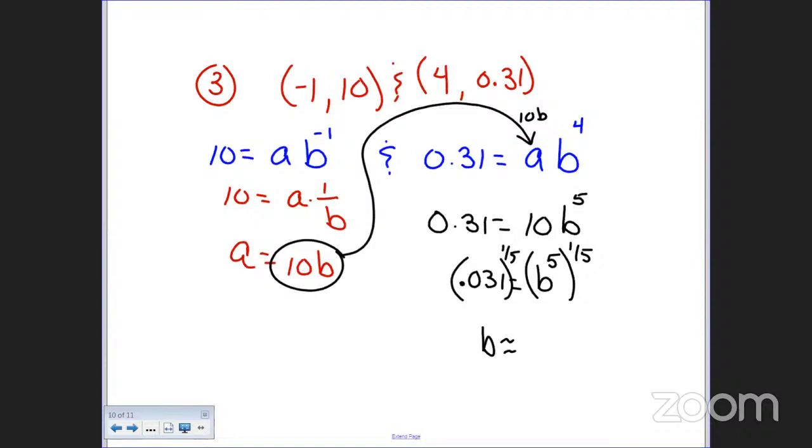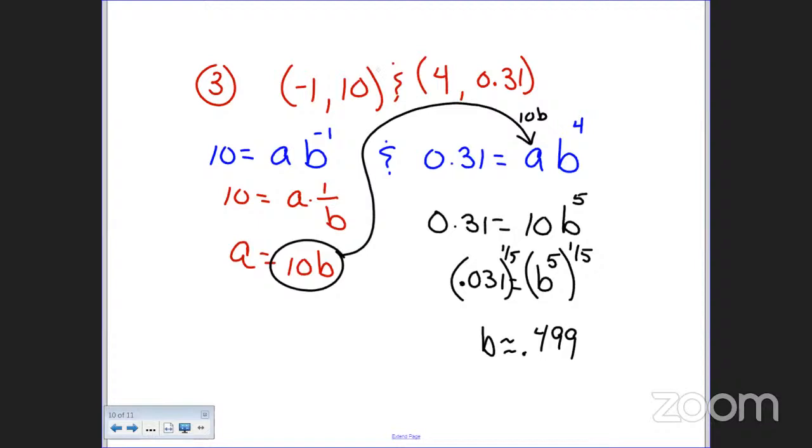So 0.031 raised to the 1/5 power. Yeah, so this is 0.4 roughly. Did you get that? I just had it in an exact answer. Okay, that's fine. Yeah, this is the book's. So if you left it as an exact answer, that's just as good. That's not a problem. Okay?